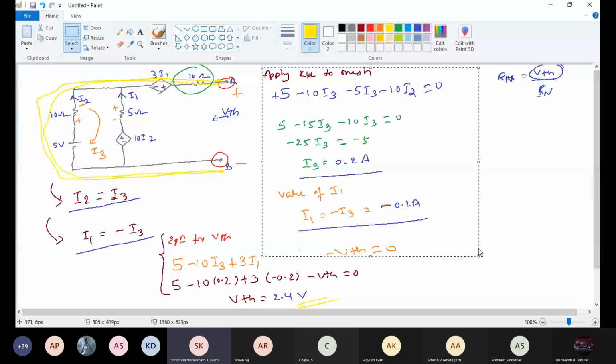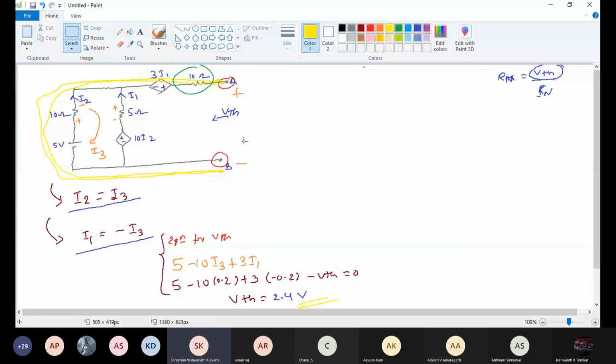This one I'll just remove. Okay, I'm going to draw a circuit for calculating IN. This is 5 volt, this is 5, and a dependent source, minus plus, this is minus plus, 10.